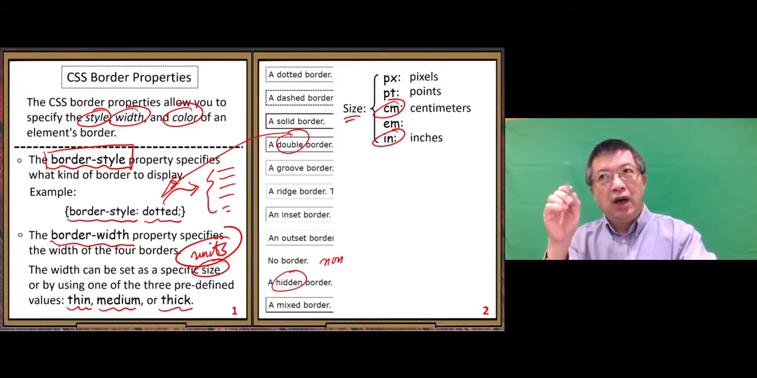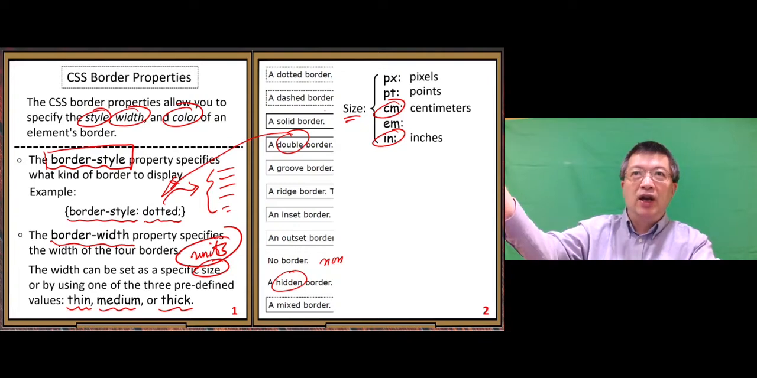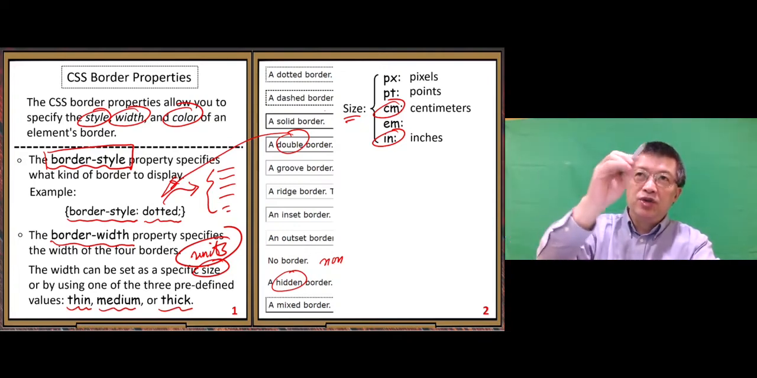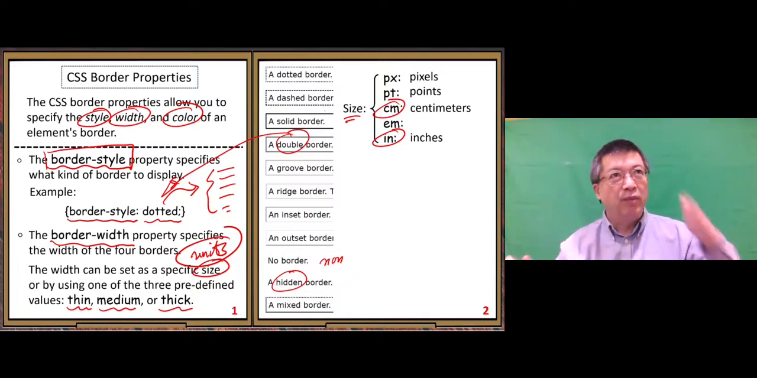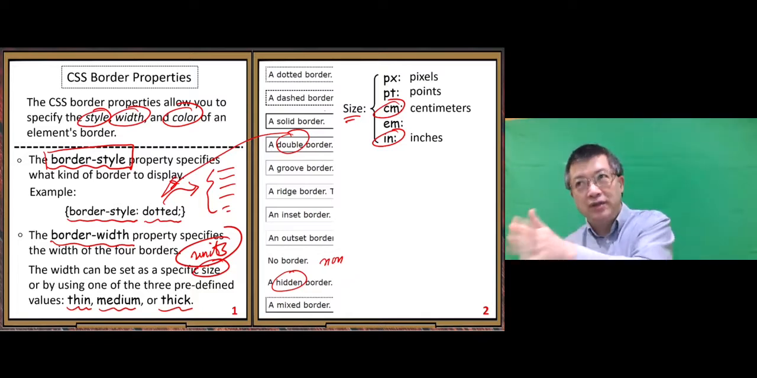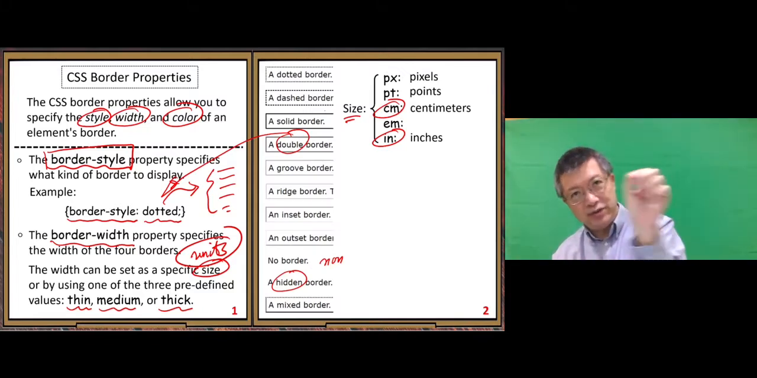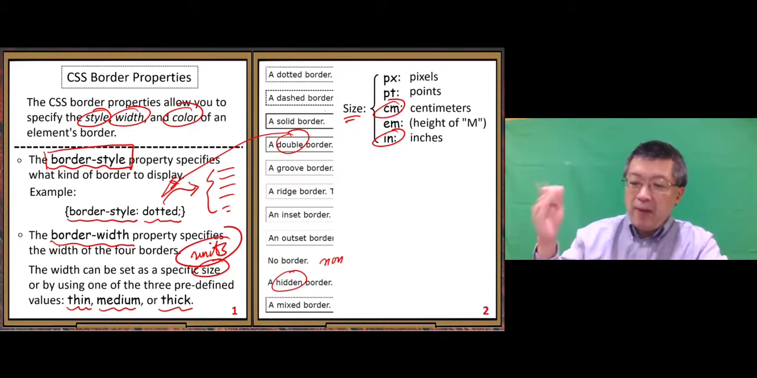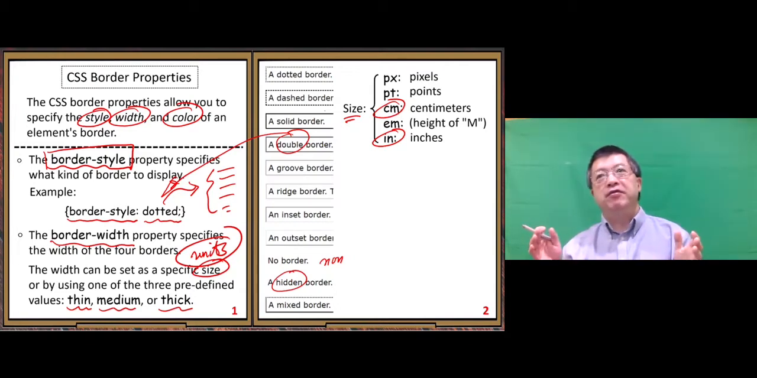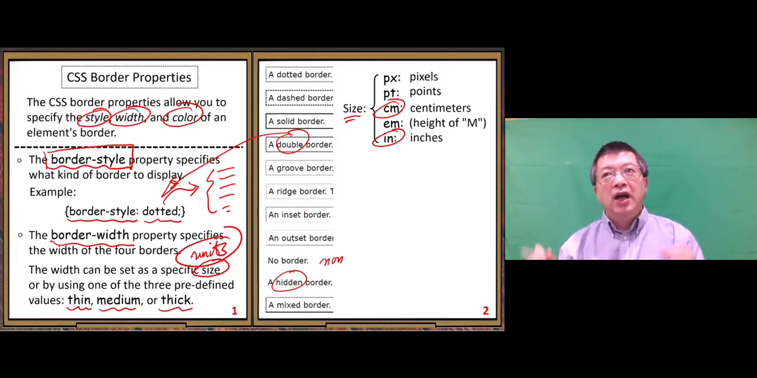But how large is a point, right? So you may need to ask that. When you use a printer to print on paper, the printer has that point concept, right? Yeah, so on a printer, there is a point. Okay. EM, yeah, EM is a very special unit. What's that? It is a relative unit.